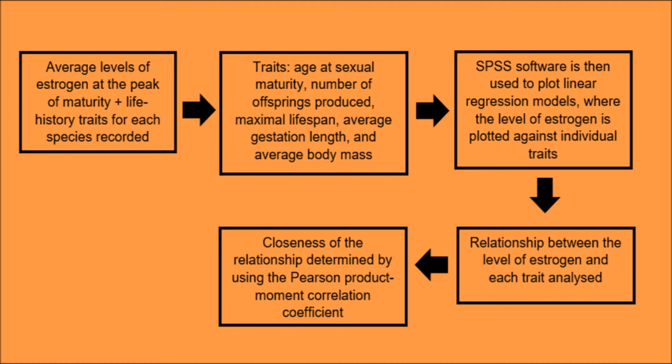SPSS software is then used to plot linear regression models where the level of estrogen is plotted against individual traits. Each point on the graph represents a species at the peak of maturity. The closeness of the relationship between the two variables can be determined by using the Pearson product moment correlation coefficient. The sign of this coefficient represents the positive or negative correlation, while the magnitude represents the closeness of the two variables.